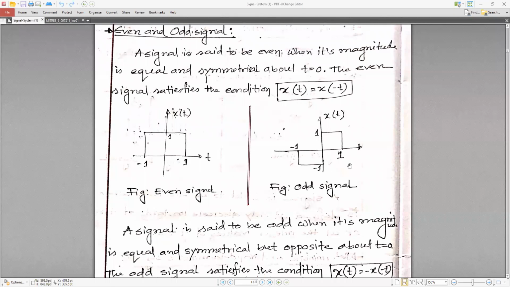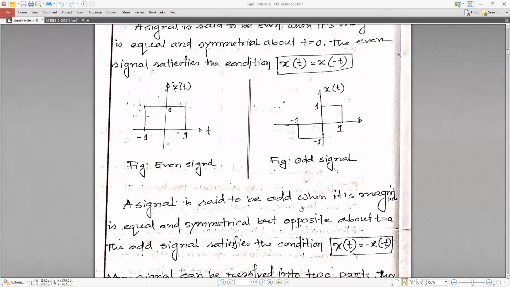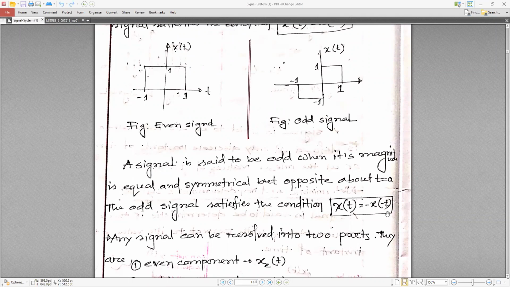What would happen if it is an odd signal? In the odd signal, the magnitude will be different. A signal is said to be odd when its magnitude is equal and symmetrical but opposite about t equal to 0. The odd signal satisfies the condition. In the odd signal, the amplitude magnitude is the same, but it is opposite. So that kind of signal is the even signal, and this kind of signal is the odd signal. The odd signal satisfies the condition x(t) = -x(-t).